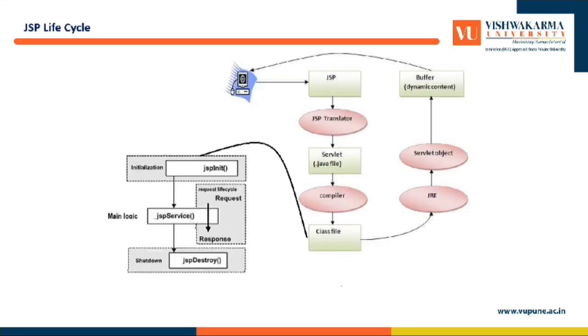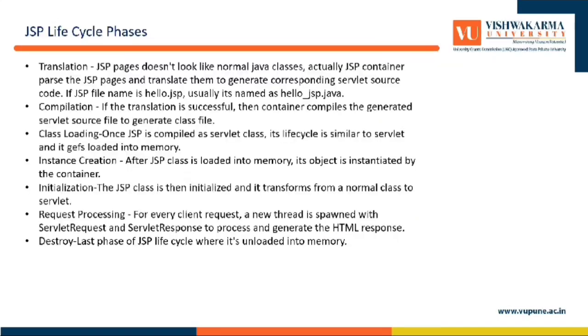The JSP lifecycle is a structured series of phases that a Java server page's JSP file undergoes, starting from its creation to its eventual removal from memory. Initially, JSP code, which resembles HTML more than Java, is translated by the JSP container into a servlet source file like hello_jsp.java and then compiled into a class file.